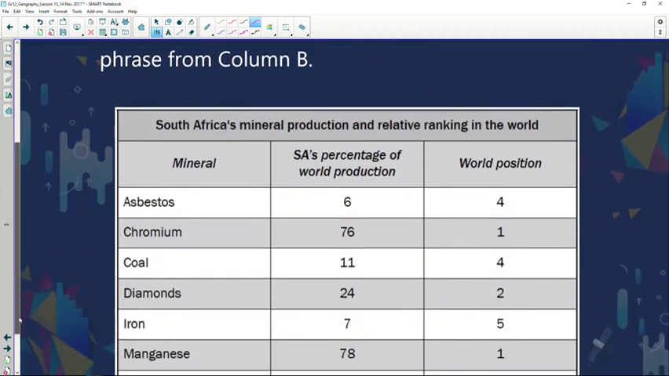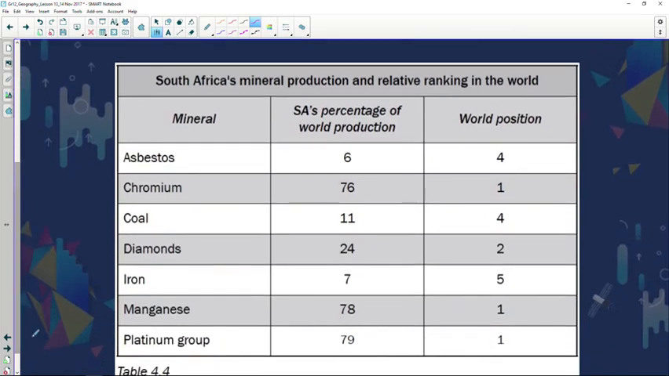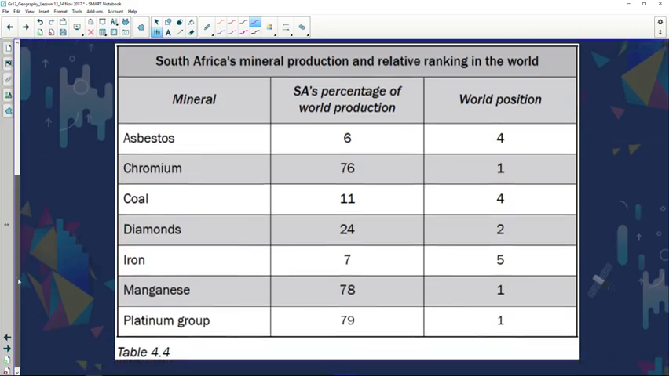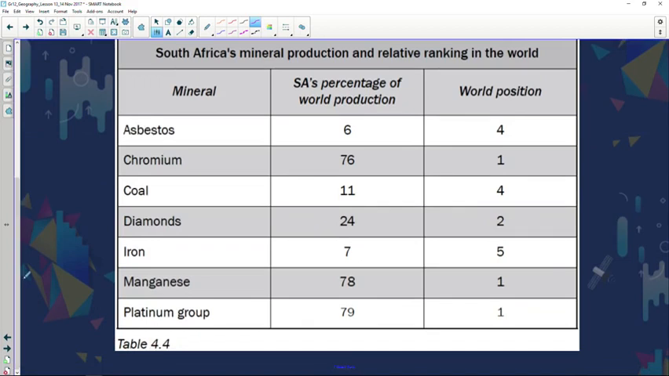Now, this table over here, you see on my screen, is showing the mineral production in South Africa. So this is all raw material. Now, what's actually crazy about it, like I've mentioned before, South Africa is extremely rich in minerals. As you can see, for instance, coal, our position, we are the fourth biggest producer of coal in the world, diamonds the second biggest, platinum the biggest, as well as chromium. So we have quite a lot of raw materials.